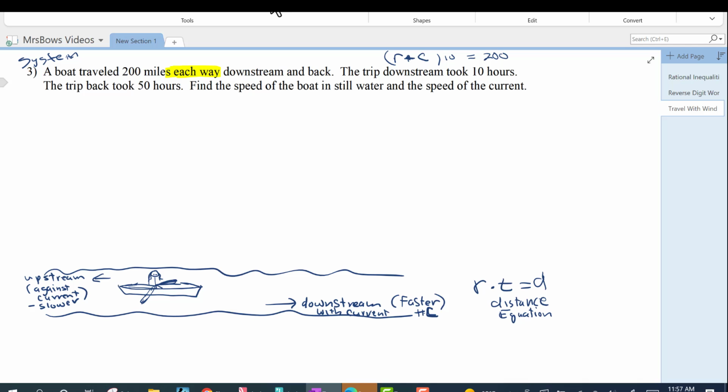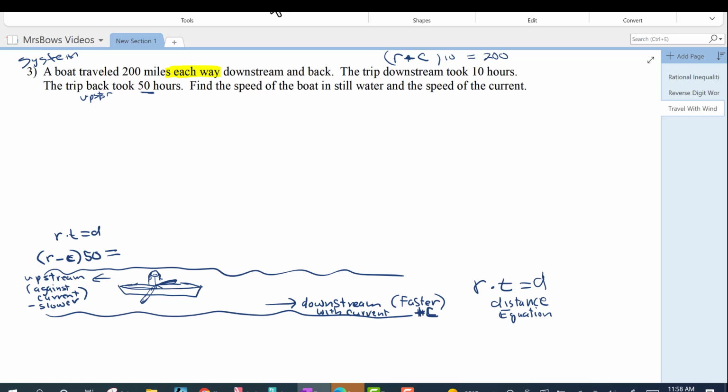The trip back, well, the trip back is upstream. So upstream, if you've got a rate times time equals distance, the rate is the rate against the current, so it slows you down. When something slows you down, you use the subtract sign. When something speeds up, you use the plus sign. So rate against the current, and then this time is 50 hours.